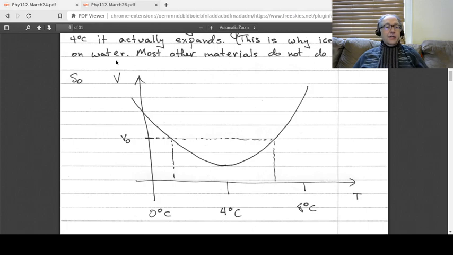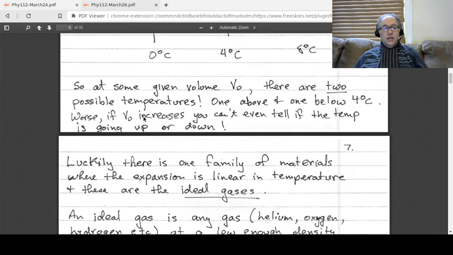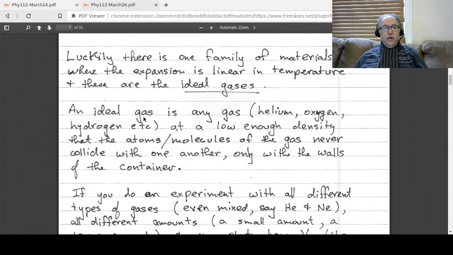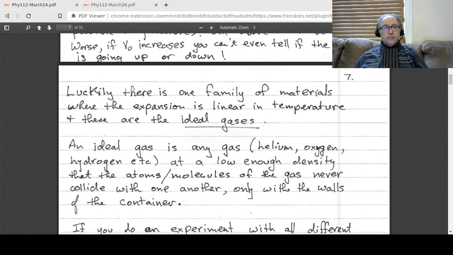Now we can get to the ideal gases. The question is, is there some material where it is really linear, okay? Or if it's not linear everywhere, it's at least linear over a very, very large range. And the answer is yes, it's ideal gases. Ideal gases act like perfect thermometers. And you go, well, why is that? Why do ideal gases act as perfect thermometers?